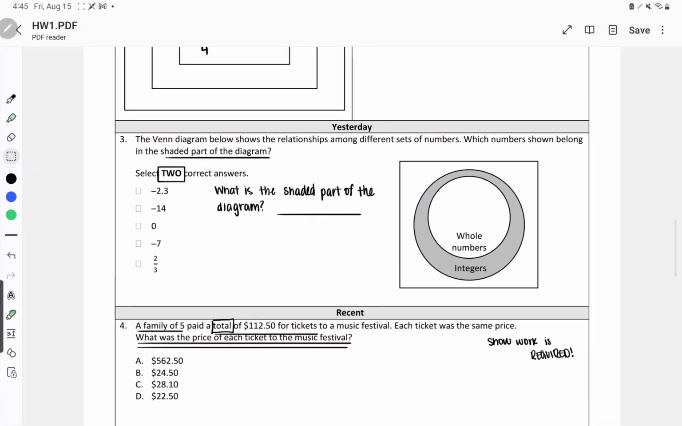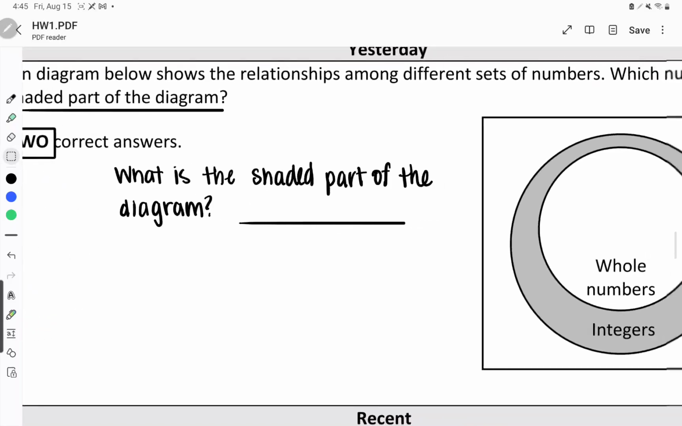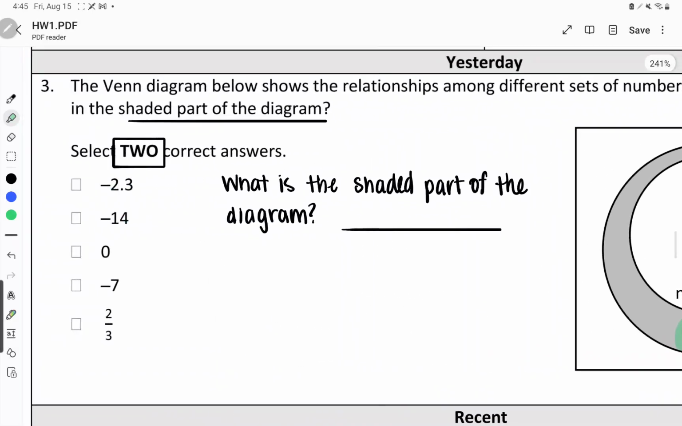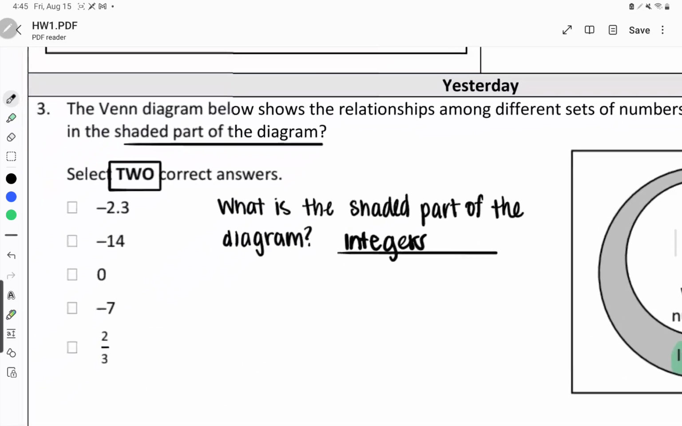All right, this one says, the Venn diagram below shows the relationships among different sets of numbers. Which numbers shown belong in the shaded part of the diagram? So I have to look at the shaded part of the diagram. And what does my shaded part of my diagram ask for? The shaded part of my diagram asks for integers. So I know that I am looking for integers. Well, we just defined integers as all positive, negative, and 0 numbers with no decimals or fractions.